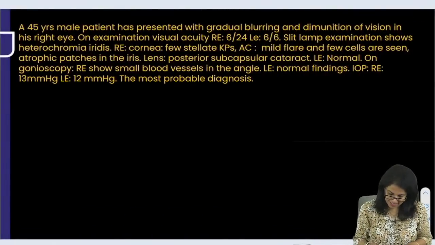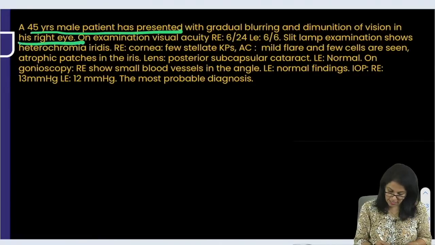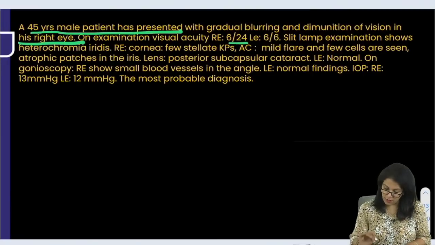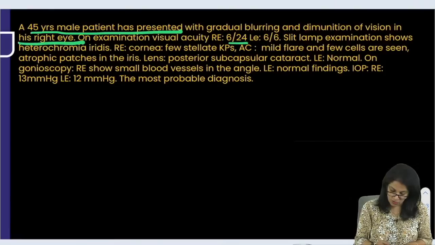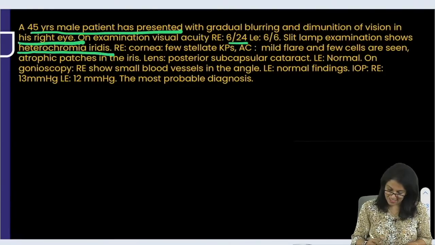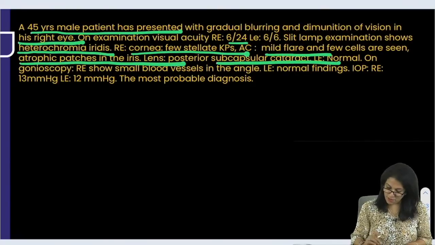Let's see, read it. Okay, again we are talking about a 45-year-old male patient, gradual blurring, diminution of vision in his right eye. Achha, all right. Examination, this is the vision. Right eye it is 6/24 only, left eye is normal. Slit lamp examination is showing heterochromia iridis. Cornea has stellate KPs, mild flare, all of you, atrophic patches in the iris with posterior subcapsular cataract.